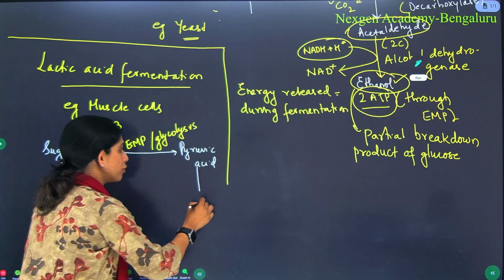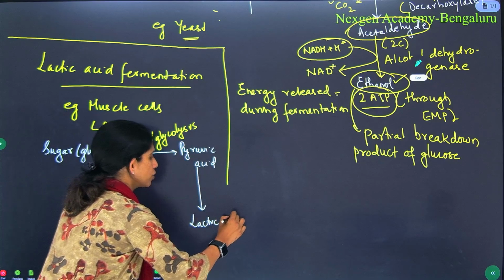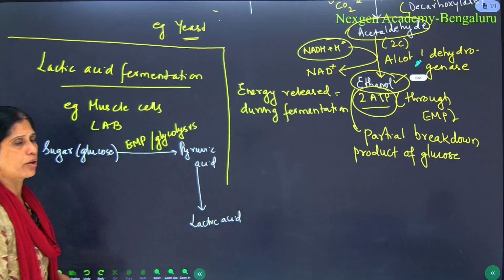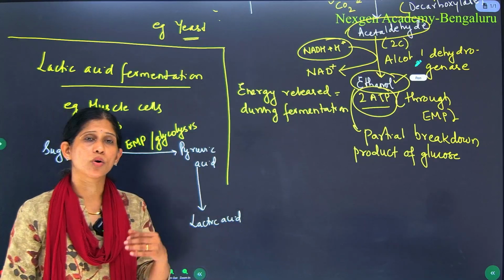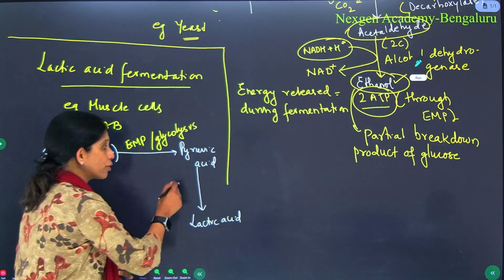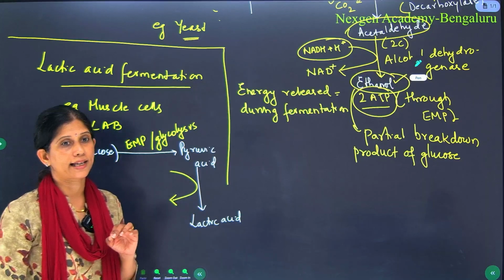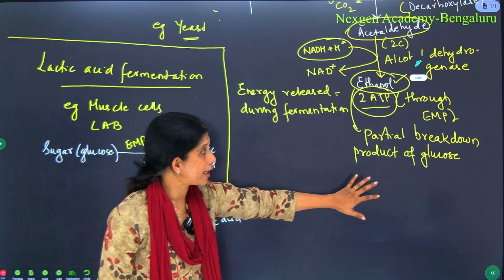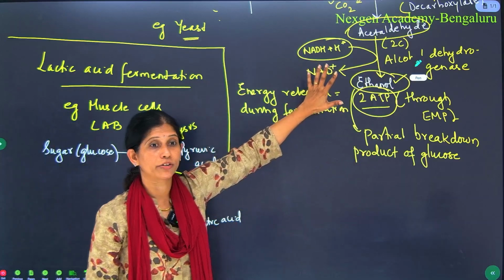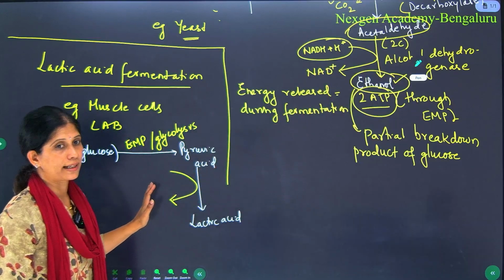Then this pyruvic acid will be converted to lactic acid. So there is no reduction in the number of carbon atoms. That is the reason no carbon dioxide is evolved here. That is a very, very important point, the difference between ethanol fermentation and lactic acid fermentation. Carbon dioxide is a byproduct of ethanol fermentation. No carbon dioxide is produced as a result of lactic acid fermentation.